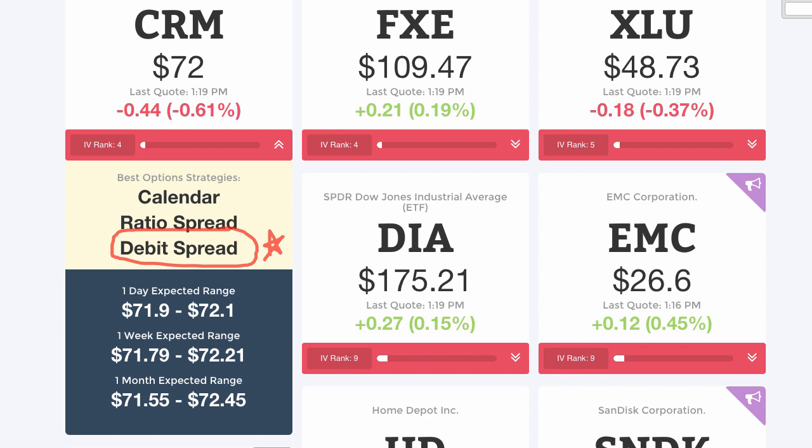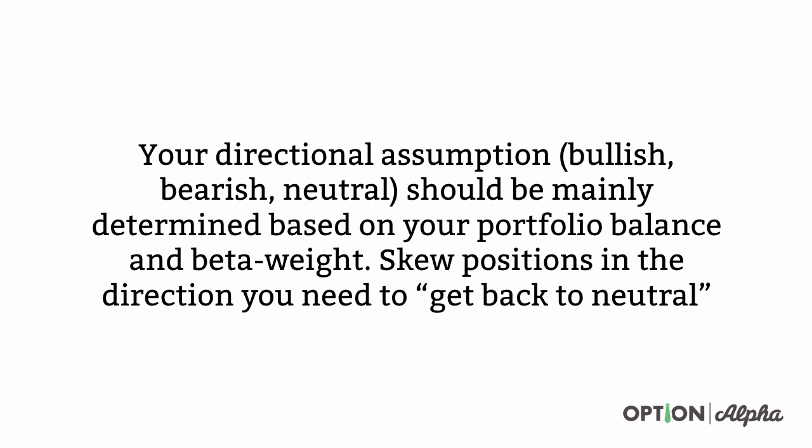If I've already got 10 bullish trades, maybe I do a put debit spread in CRM so that I have at least one bearish trade in my portfolio to start becoming a little bit more balanced and a little bit more neutral. Okay, so that's the second part of the strategy selection process.